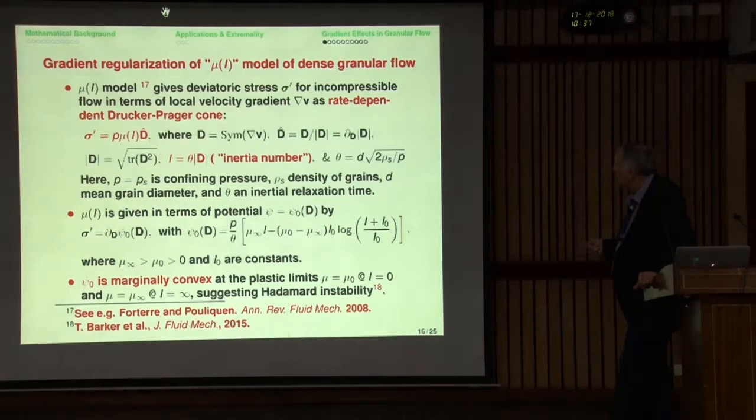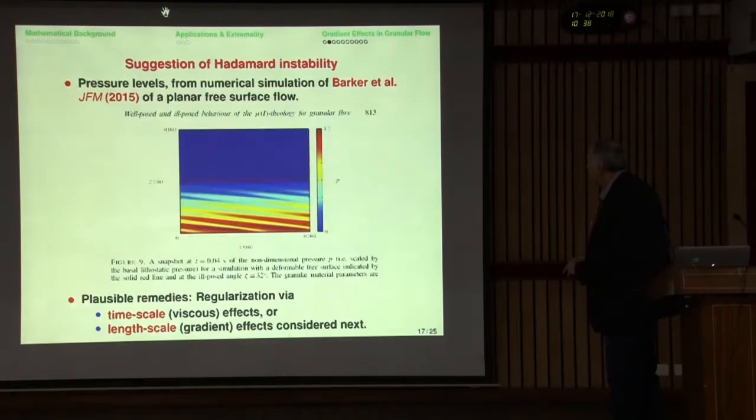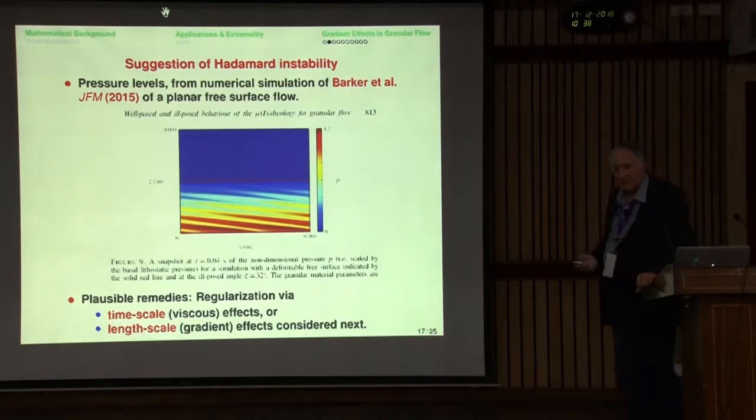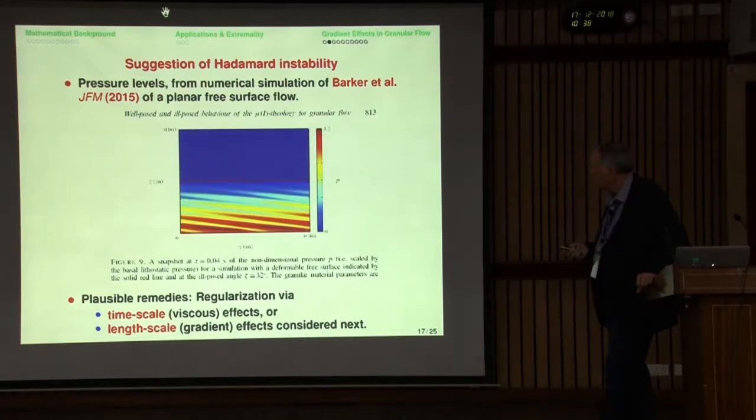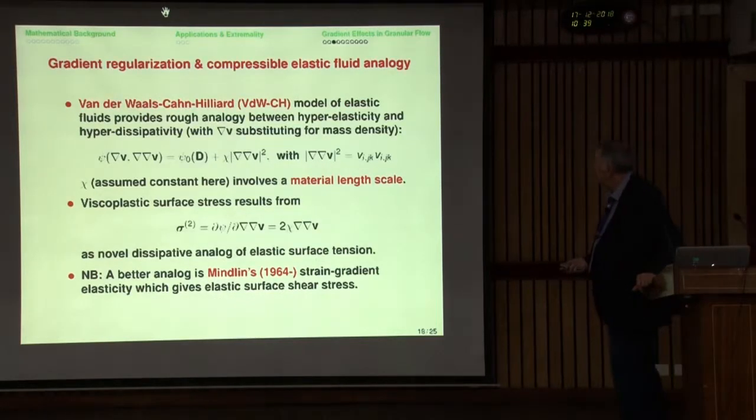How do we go about regularizing the mu of I model? I didn't show you. Here's a suggestion of Hadamard instability of the mu of I model. There's a very nice paper in the Journal of Fluid Mechanics in 2015. The authors did numerical simulations with the mu of I model on a free surface flow of a granular material, and this shows levels of pressure disturbances that arose in the simulations. And that suggests, as they point out, these get stronger and stronger the shorter the wavelength of the disturbance, and that indicates Hadamard instability. And there are two ways you might modify the mu of I model, one based on some viscous effects or timescale effects, the other based on length scale or gradient effects, which is the approach I'm proposing.